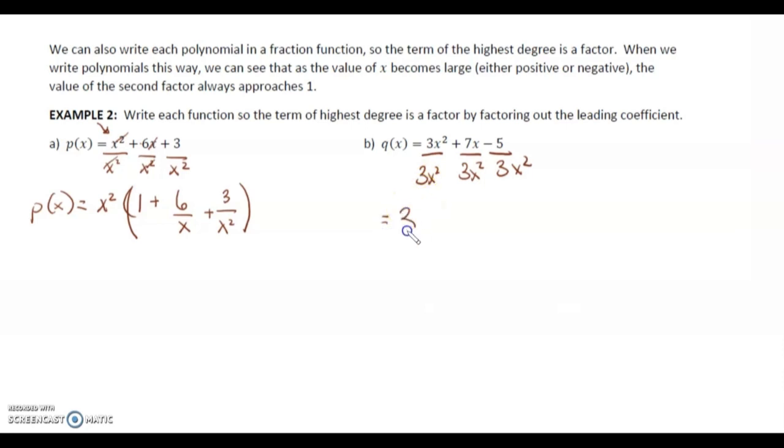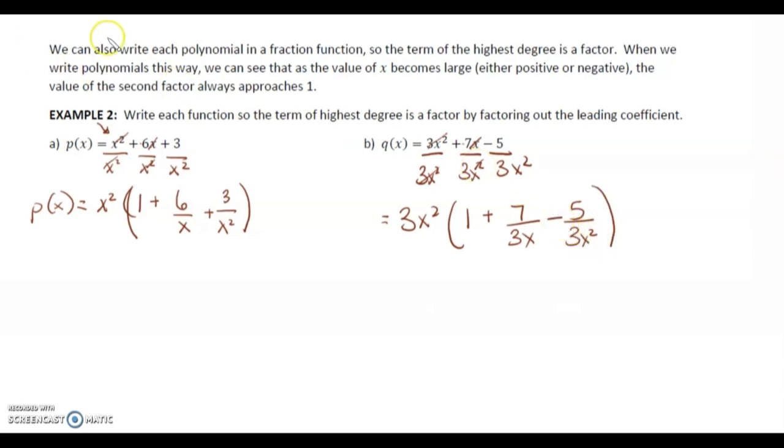Okay, so we're going to get the factor of 3x squared, and these two cancel out to a 1, plus 7x over 3x squared. The x and the squared cancel. We get 7 over 3x. And this stays as 5 over 3x squared.